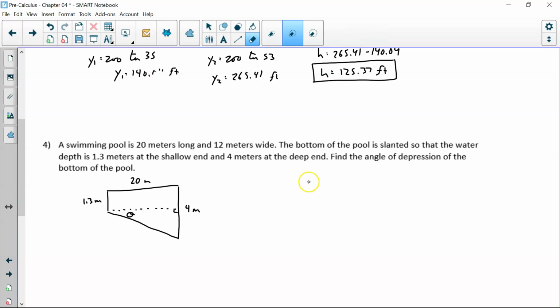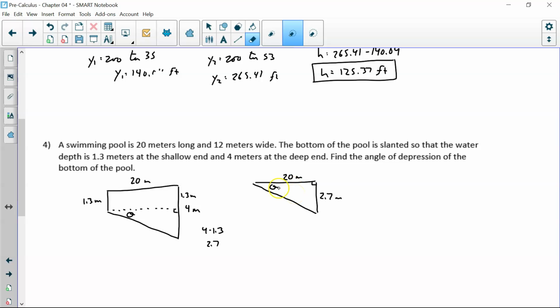I'm going to unclutter the picture a little bit. I'm just going to draw the triangle portion. Here's theta. Here's our 20 meters. Here's our right angle. Now, the difference in height is this. This is 1.3 meters, so we can do 4 minus 1.3, which is 2.7. 2.7 meters is the depth of that pool from the shallow end to the deep end.